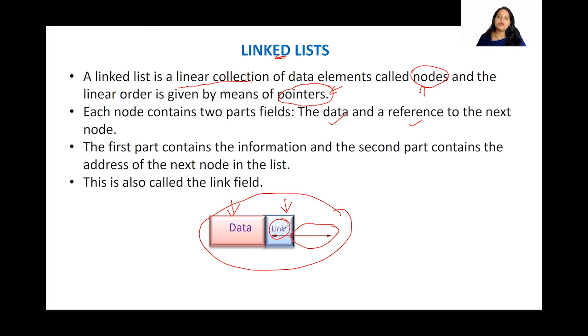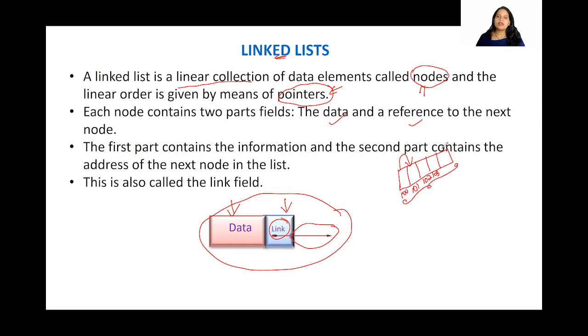Now, if I have to compare array and linked list, what is the difference between them? We know that arrays are nothing but consecutive memory locations. If this is 100 and each memory location is 1 byte, then I can easily say that this is 101, this is 102, 103. So there is no need of a link here, because it has a continuous memory location.